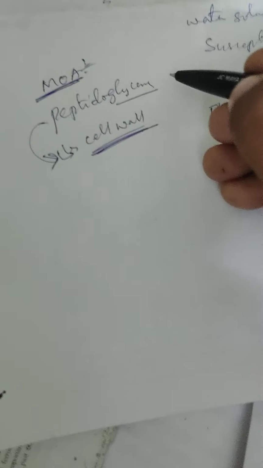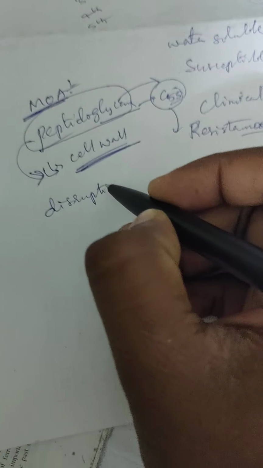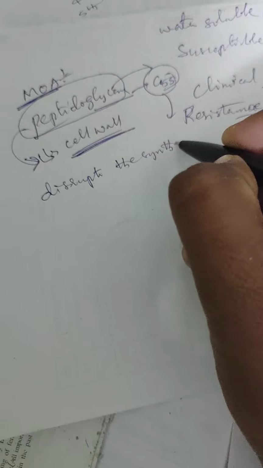It has one problem of transportation through narrow spaces present in the cell membrane. That is why a C55 lipid carrier molecule is required, which is useful for the transportation of the peptidoglycan from the inside of the cell to the outside of the cell membrane. That all we have discussed. So, like penicillins, these cephalosporins also disrupt the synthesis of the peptidoglycan layer, which is essential for the formation of the cell wall.